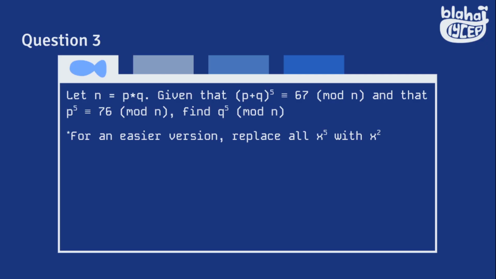So when we do (p plus q) to the power 5 modulo pq, we actually get p^5 plus q^5 modulo n. And because we know this is 67, and we also know that p^5 is 76, we have 76 plus q^5 is 67 mod n. So q^5 is 67 minus 76, which gives us minus 9 mod n. So the correct answer is not just minus 9, but q^5 is minus 9 plus k times n.